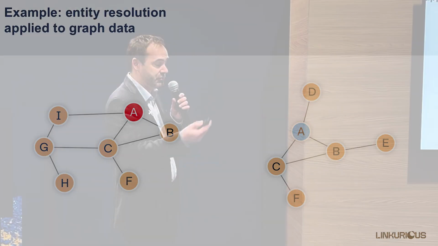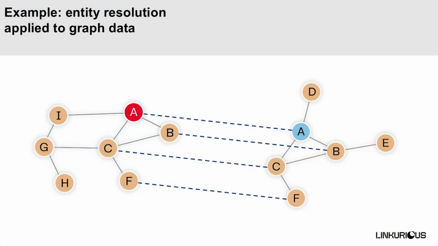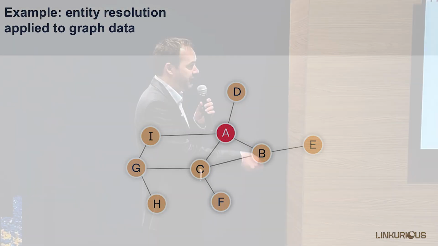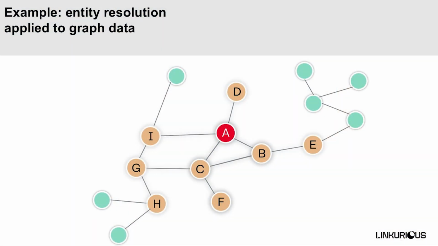So now let's try to reconcile, to resolve, the duplicated entities. You will merge A with A, B with B, C with C, F with F, and you will end up with a simplified graph with more context because you're not missing anything. Now that it's simplified, you can add external data sources, and then you get the real context around this person A.